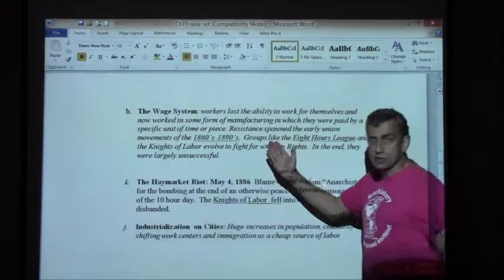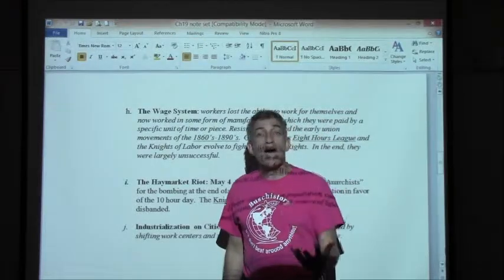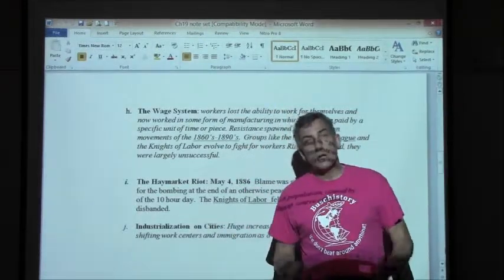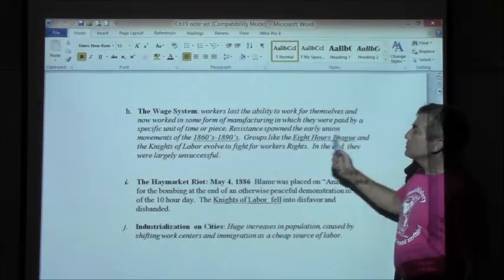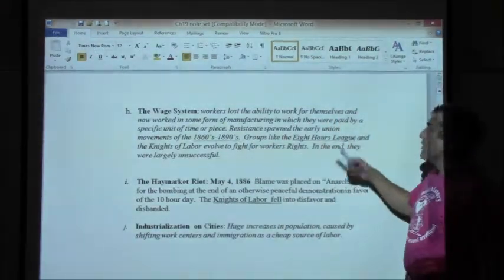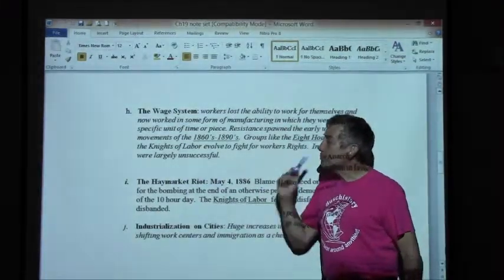The wage system. Under a wage system, people are paid by the hour, so the more hours you work, the more money you get paid. Under the wage system, workers lost the ability to work for themselves and now work for some form of manufacturing in which they were paid by a specific unit of time or piece.